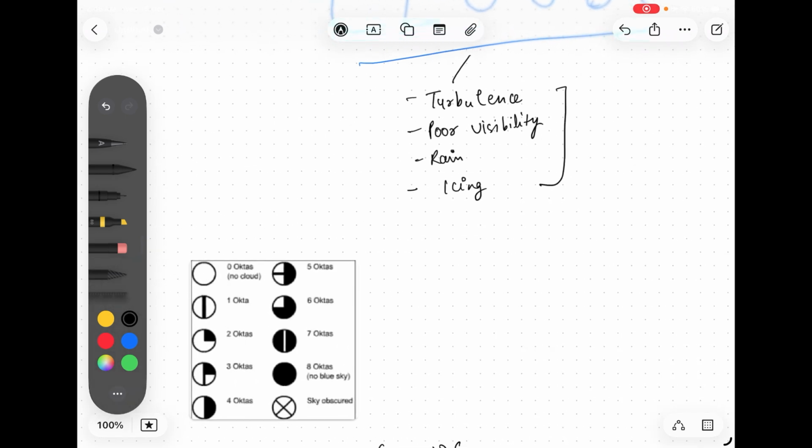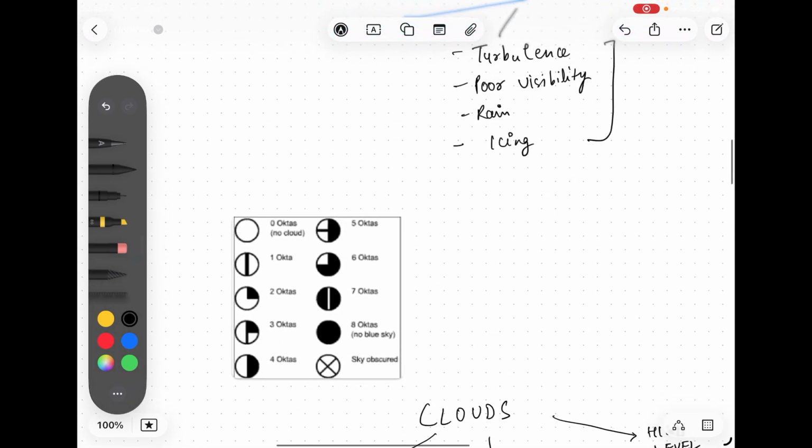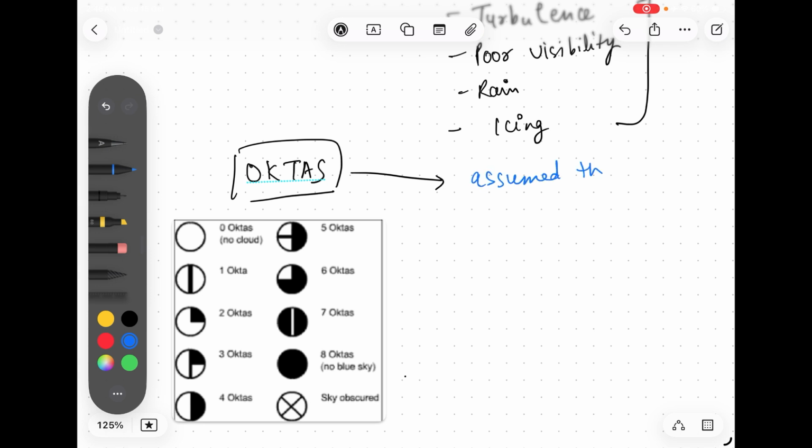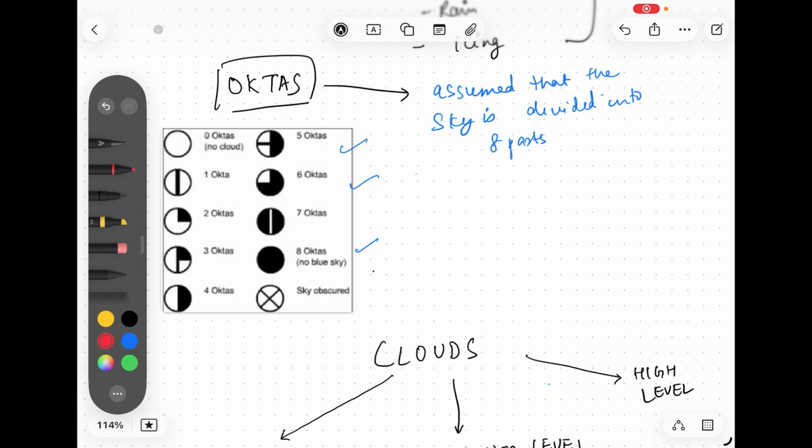Now cloud amounts are reported. METAR is a report which gives you the weather of an aerodrome. The cloud amounts are reported in octas, and it is assumed that the sky is divided into 8 parts. In this image it's shown what 8 octas, 3 octas, and 2 octas look like, if a circle is divided into 8 parts.